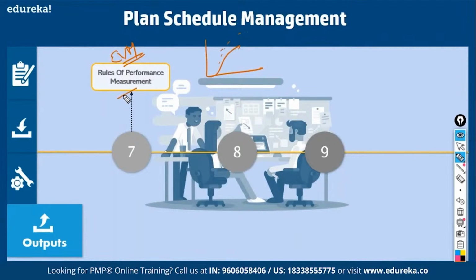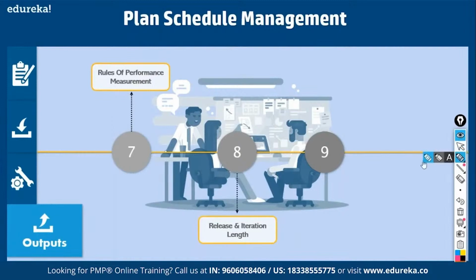So those roles are mentioned in the schedule management plan. This is a process that gives you a schedule management plan. Okay, fine. Then release and iteration length. See, you have a bit of agile combined here. It tells you what an iteration is. See, in agile projects, you have time box iterations.